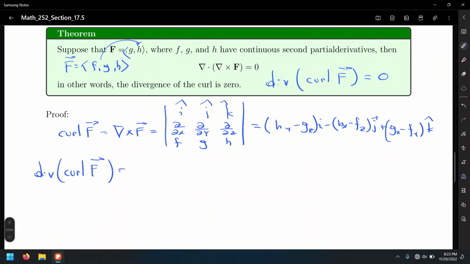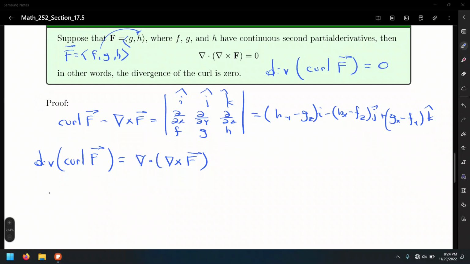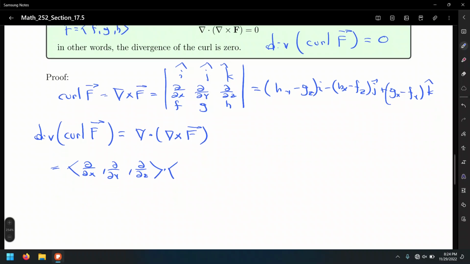In other words, we're going to double nabla this: first as a cross and second as a dot. Essentially, we're going to do the dot product between the nabla operator, which is partial with respect to x, comma, partial with respect to y, comma, partial with respect to z, dotted with this huge result we got here. But I'm going to go to the other notation, the component notation, not the linear combination ijk notation.